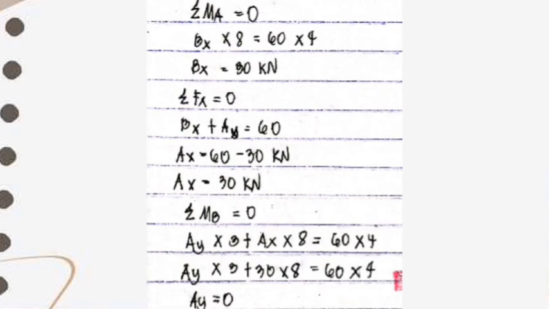We calculate the vertical reaction at point A. Take the moment about point B. So the summation of moment at B is equal to 0. Ay times 3 plus Ax times 8 is equal to 60 times 4. Ay times 3 plus 30 times 8 is equal to 60 times 4. So our Ay is equal to 0.